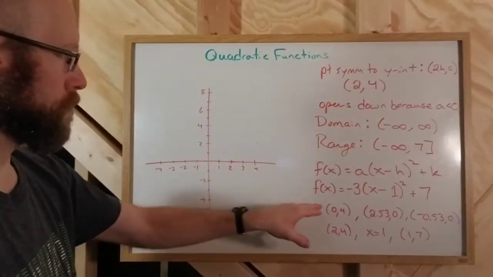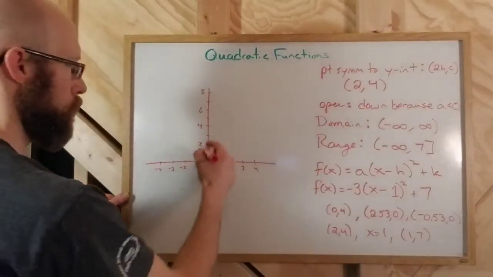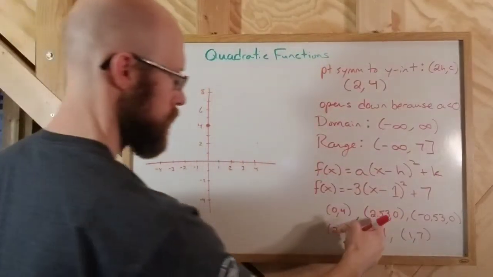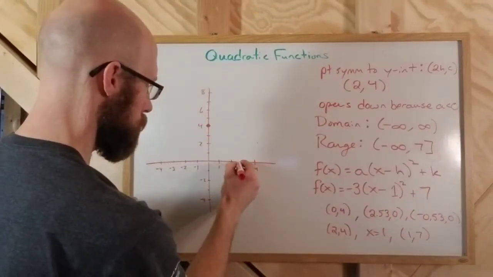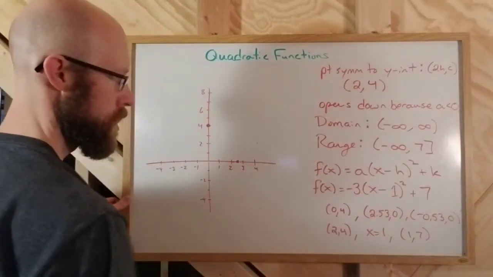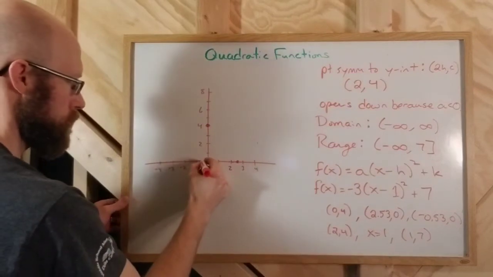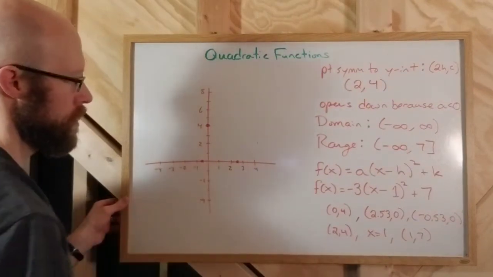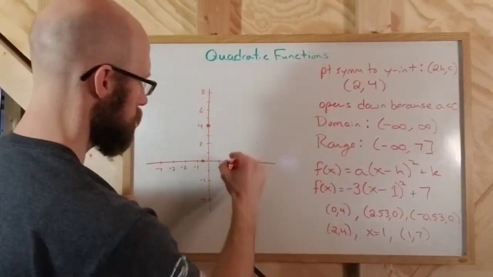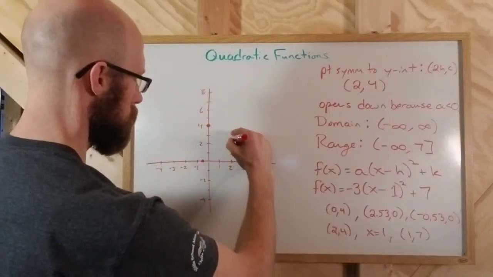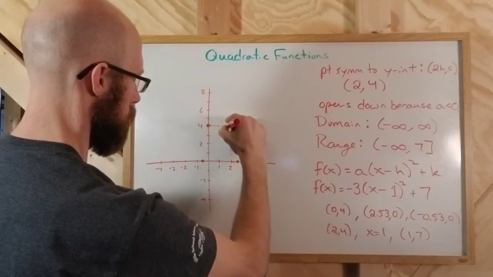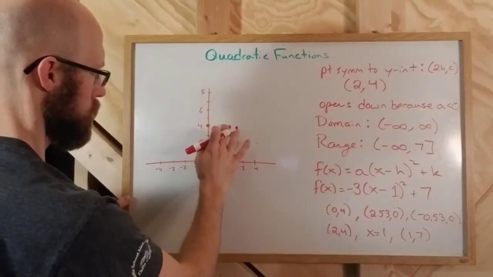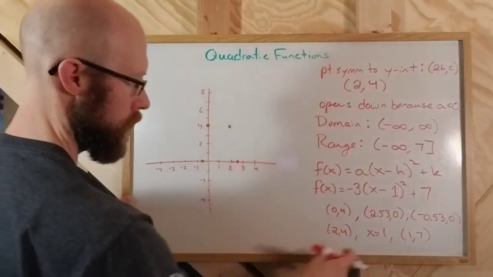So when I plot these, 0, 4 is my y-intercept. 2.53 is right about there. -0.53 is right about here. 2, 4, that's my symmetric point. I go up 4 and over 2. Okay, I'll erase those little markings.